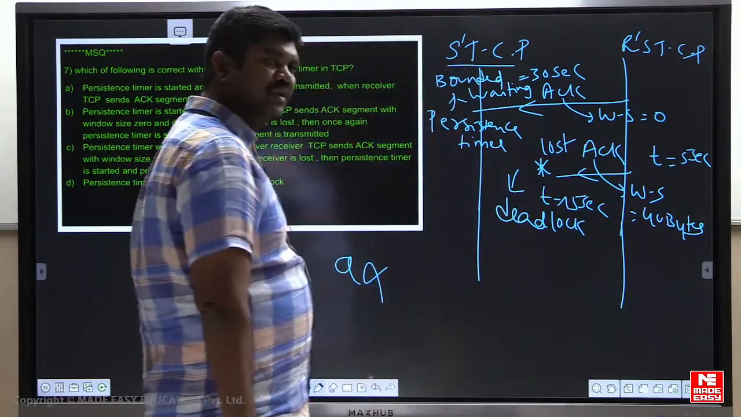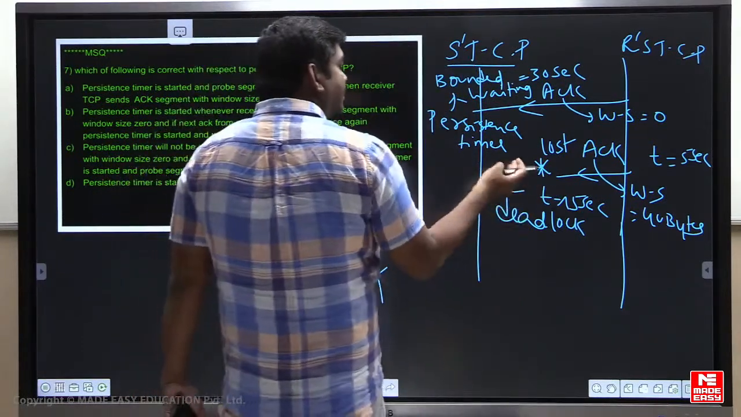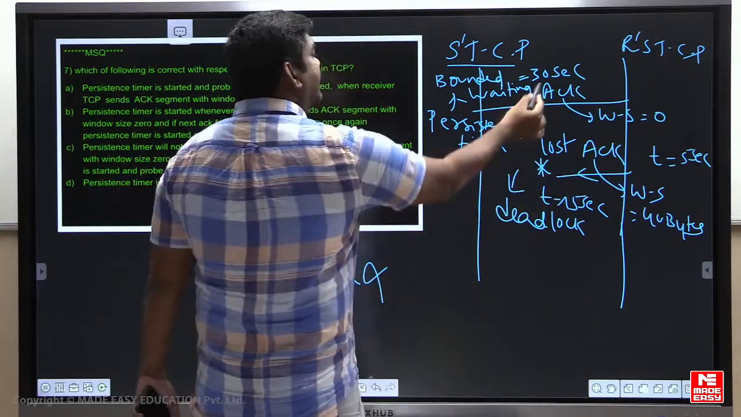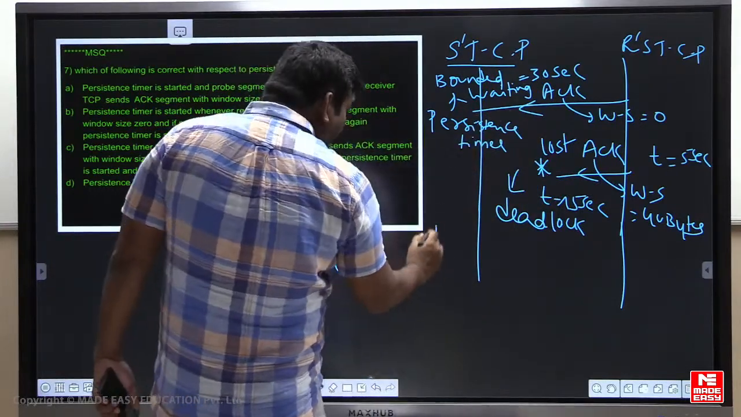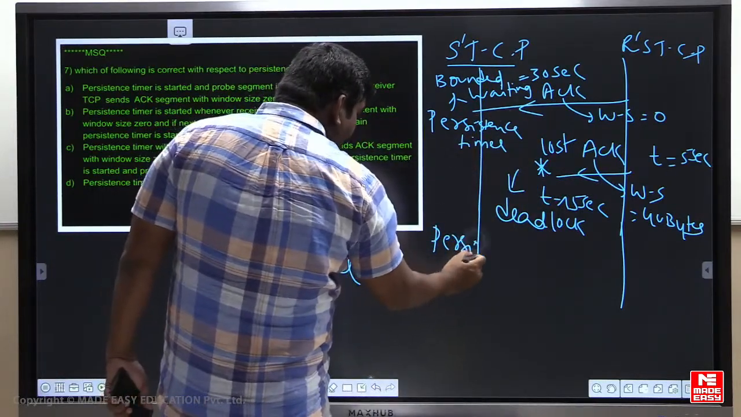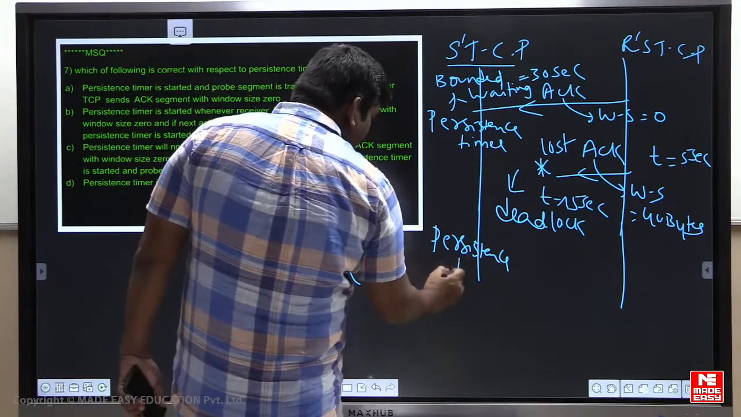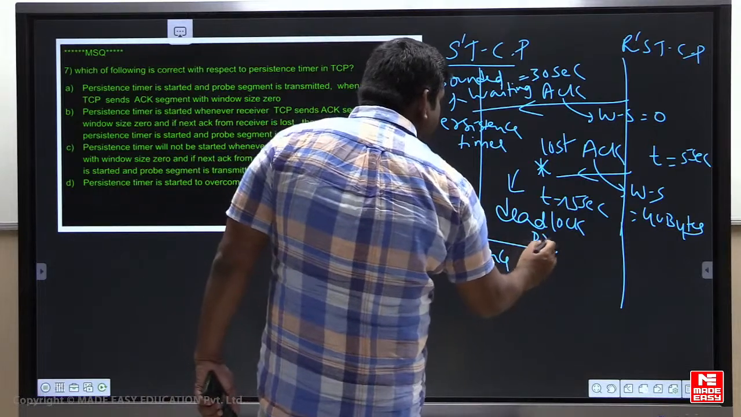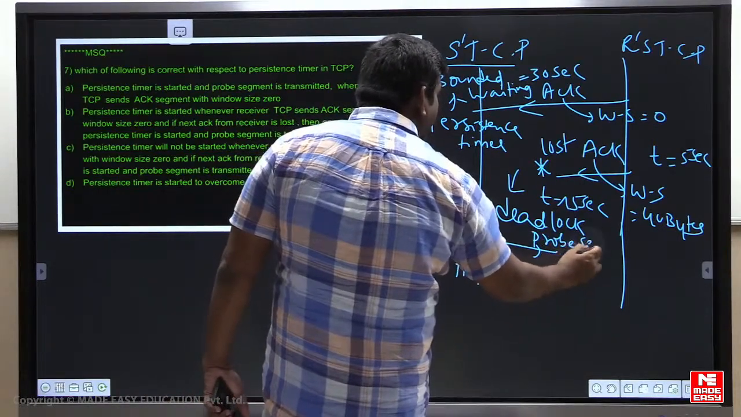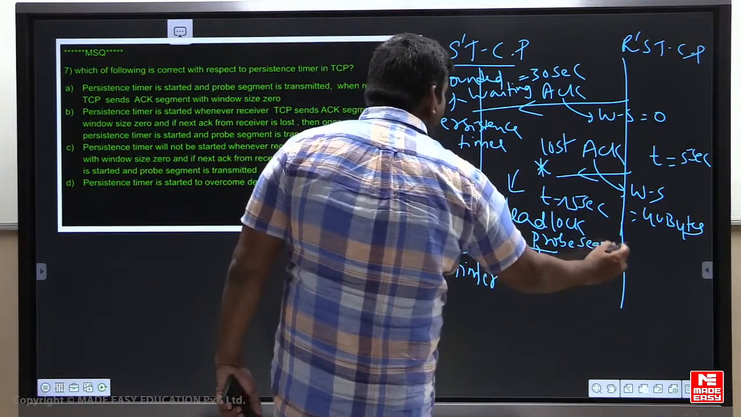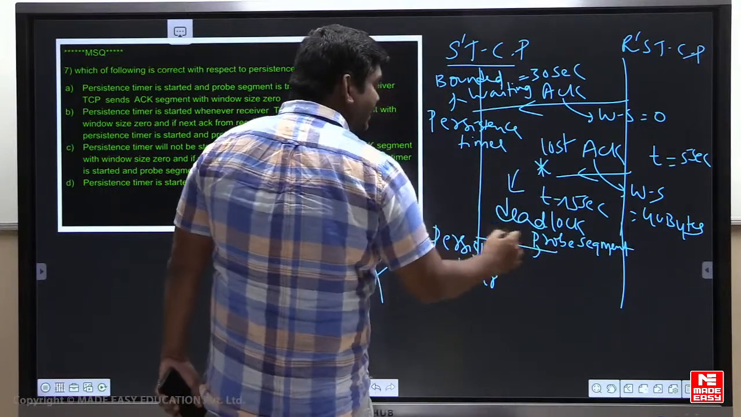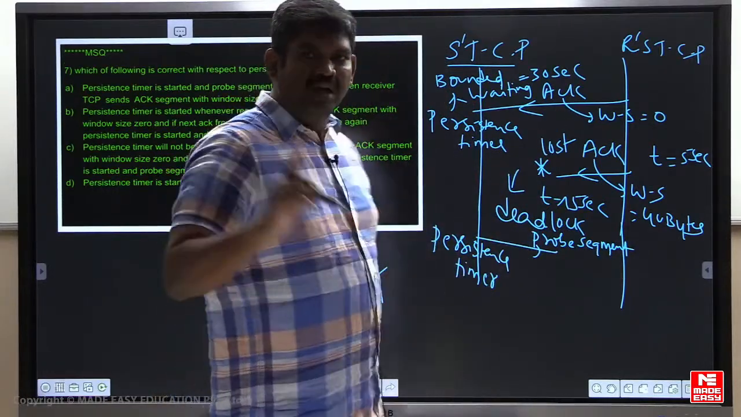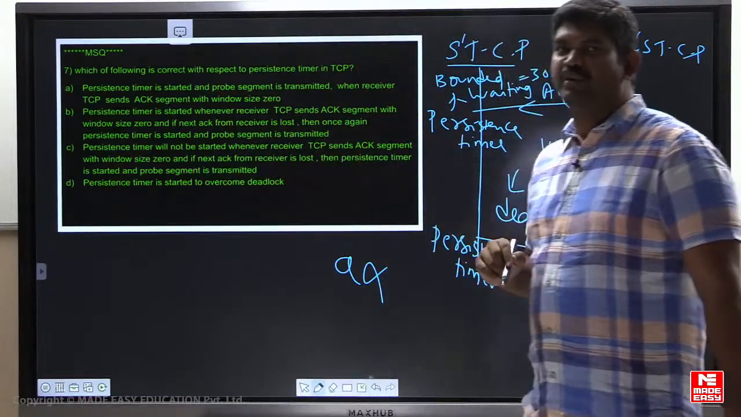Then at the 30th second the timer is going to expire. Then once again you will start a persistence timer. Now you start sending the probe segment. This is the very important logic. The first time you don't send a probe segment, only from the second time onwards. Based on that, now you analyze that question, you can solve it now.